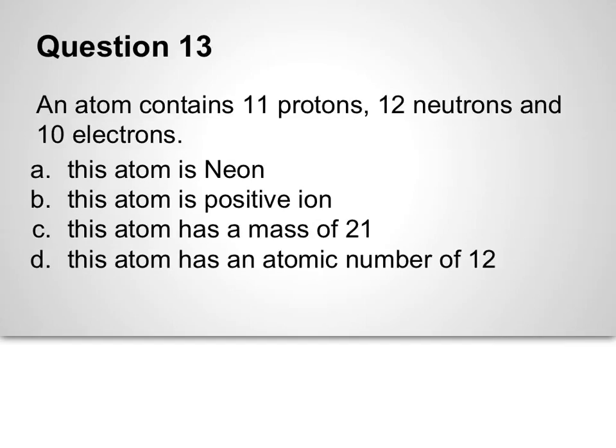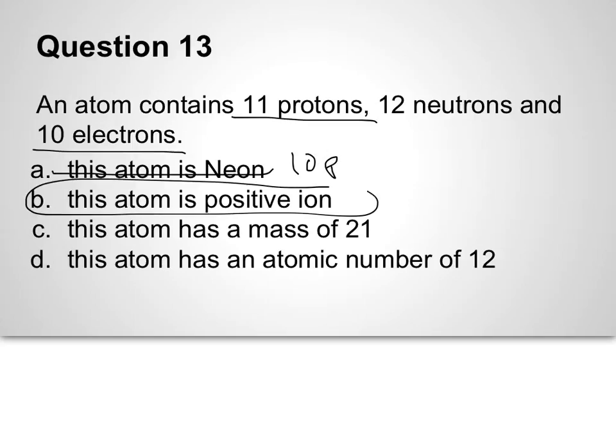Number 13: if an atom has 11 protons, 12 neutrons, and 10 electrons, the atom is not neon. Neon would have 10 protons; its atomic number is 10. The atom is positive, yes, because you have more protons than electrons, so it's a positive ion. Mass of 21? No, this would actually have a mass of 23, 11 plus 12, and atomic number is based on the number of protons, so it's definitely not atomic number 12.